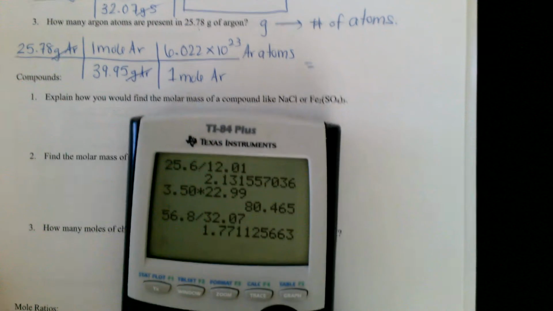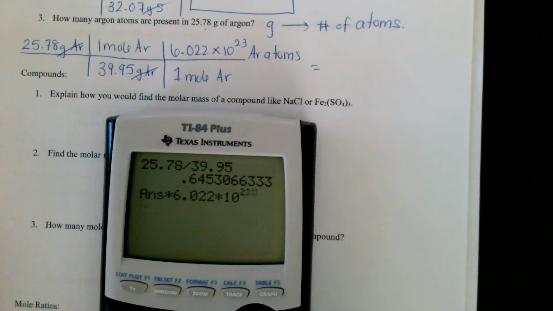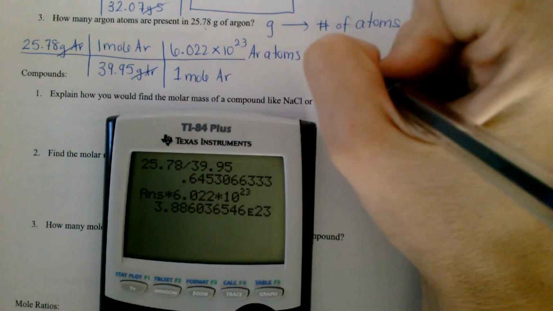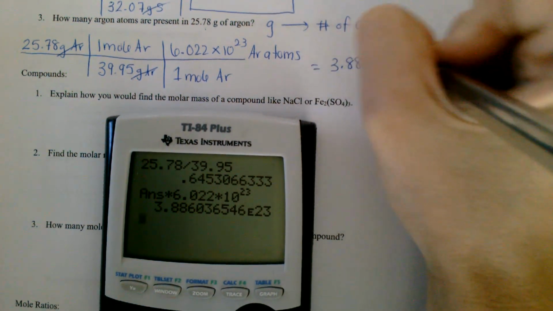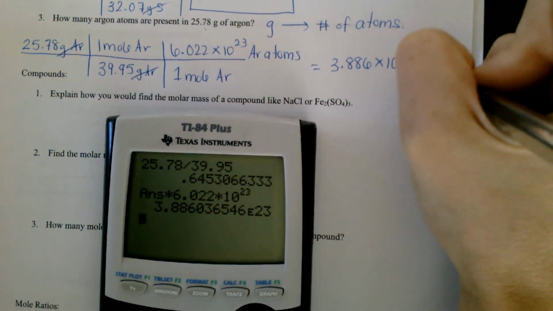Okay. Let's punch this in. We have 25.78 divided by 39.95. So that's our number of moles of argon. And now we're going to multiply this by Avogadro's number. So we have 3.886 times 10 to the 23rd argon atoms.